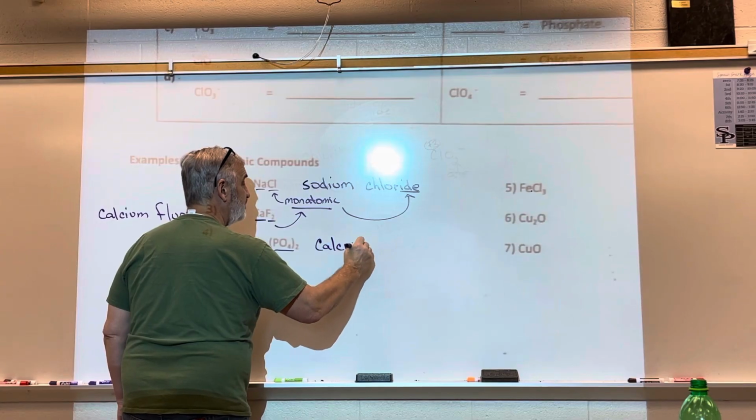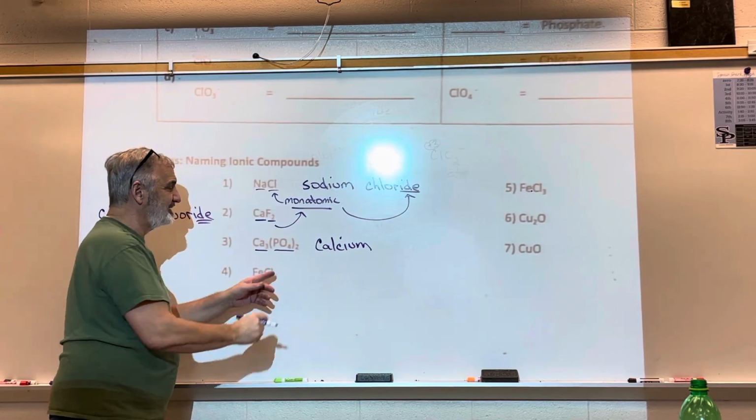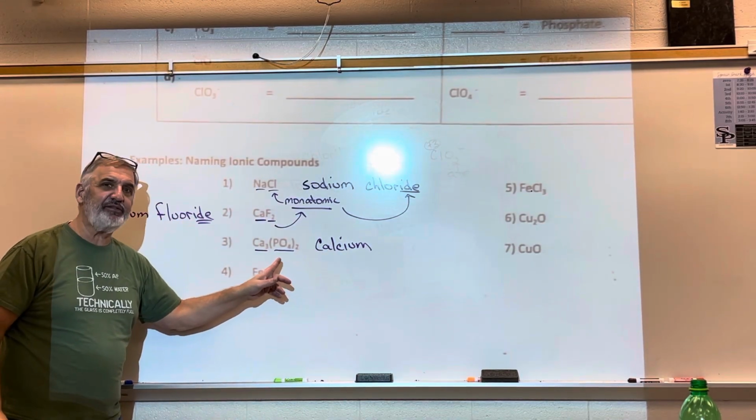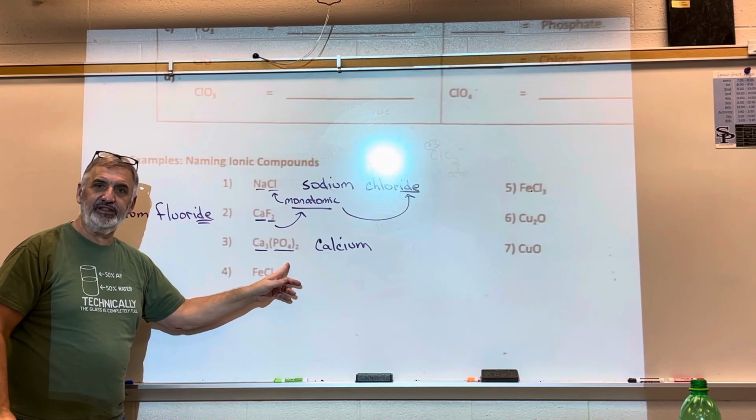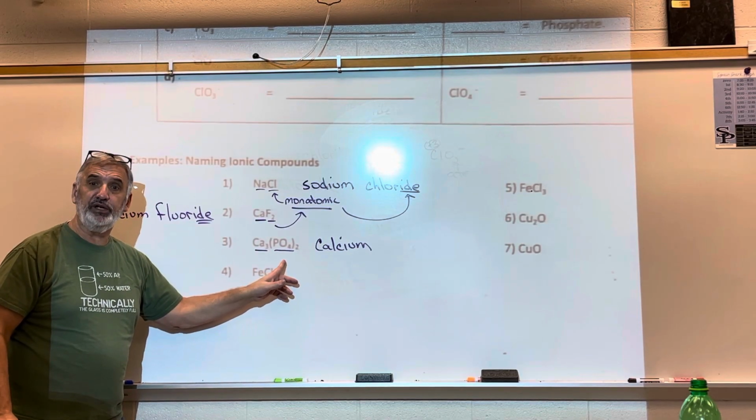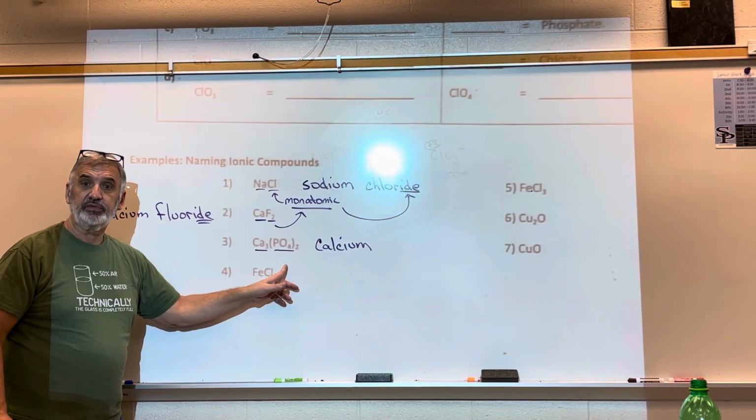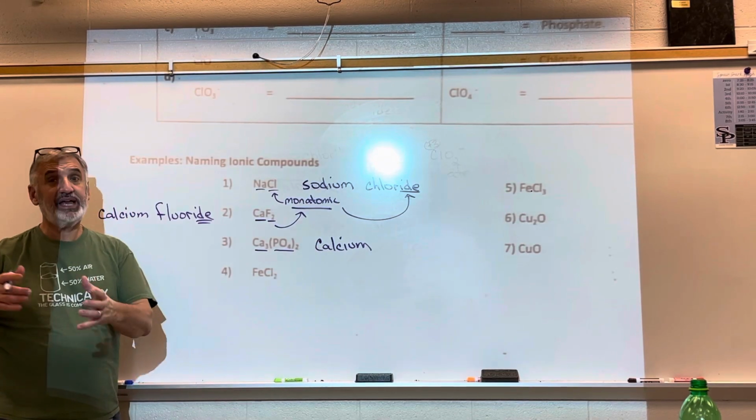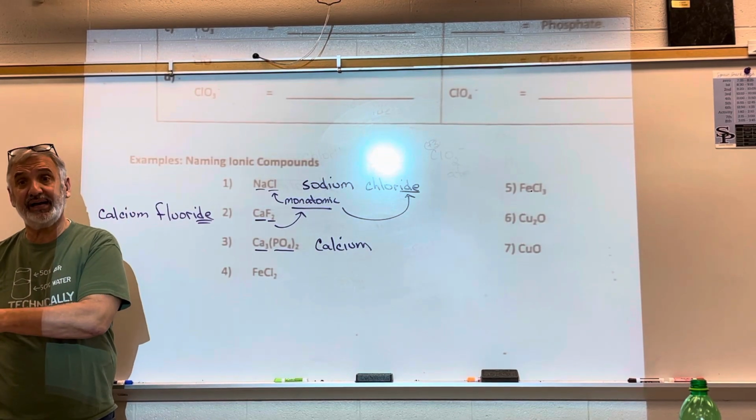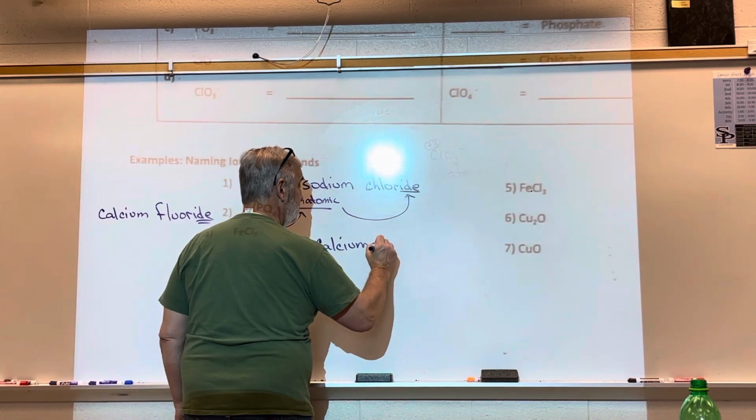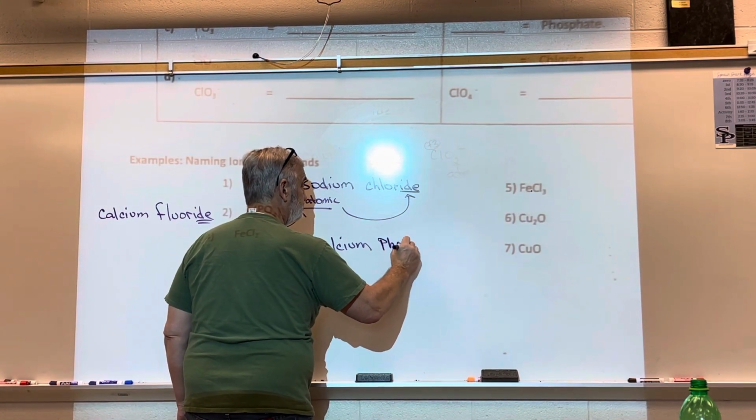And then I look on my sheet, PO4. I have to recognize that that's a polyatomic ion. That's not phosphorus tetraoxide or anything. PO4, what's the name of PO4? Phosphate. So I just name the cation and then the anion last. So it's just going to be calcium phosphate.